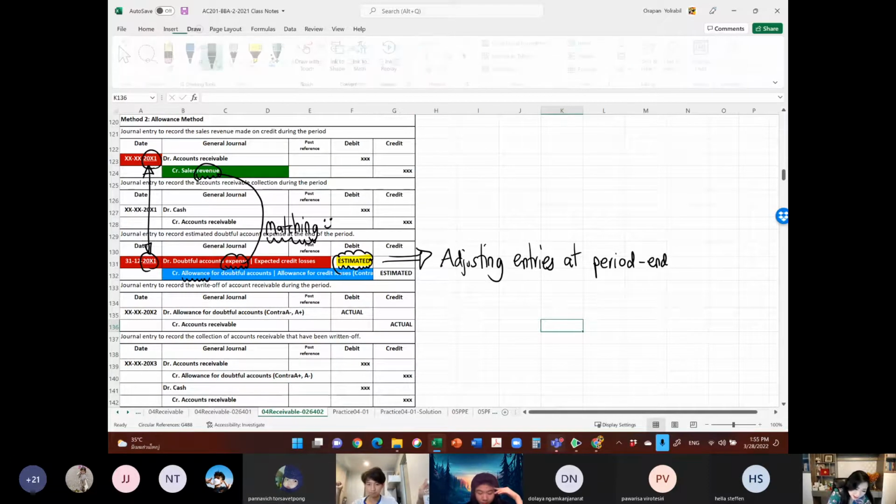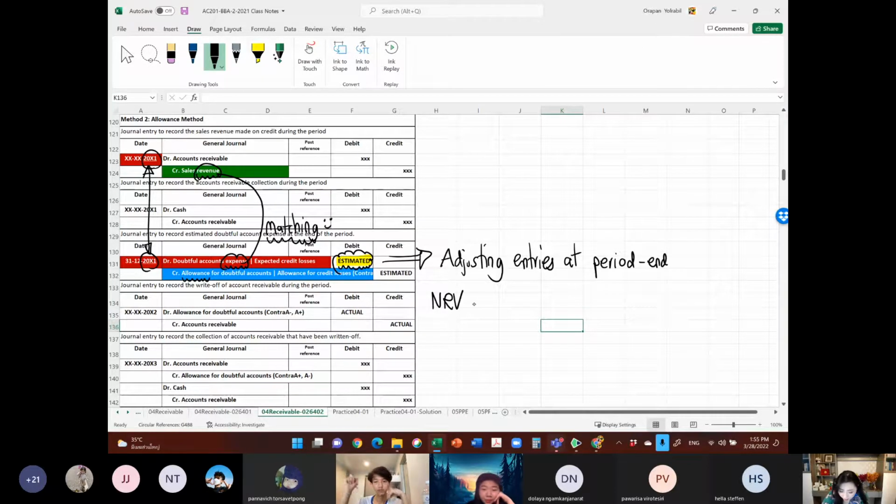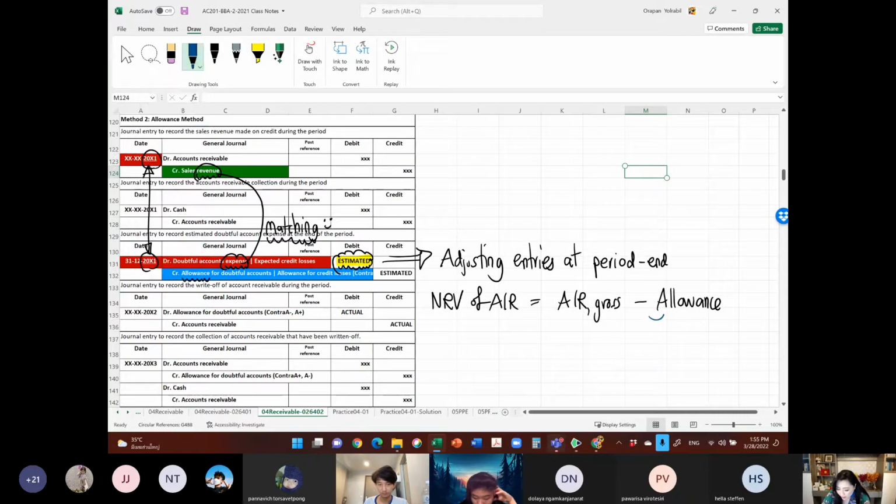For the term contra asset, everyone, if you want to do the calculation for the net realizable value of the receivable, you would then take the accounts receivable, all right? And this is the total amount or gross amount. And then you minus that by the allowance. Okay, you minus that by the allowance. So for this allowance, the more allowance you have, the less net realizable value will be. So this allowance would then be called a contra asset account.